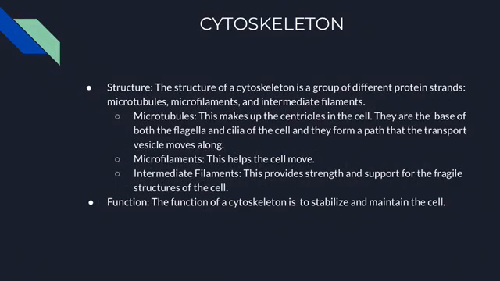The next organelle is the cytoskeleton. The structure of a cytoskeleton is a group of different protein strands, which are microtubules, microfilaments, and intermediate filaments. Microtubules are what make up the centrioles in the cell. They are the base of both the flagella and cilia of the cell, and they form a path that the transport vesicle moves along. The microfilaments help the cell move. The intermediate filaments provide strength and support for the fragile structures of the cell. The function of a cytoskeleton is to stabilize and maintain the cell.